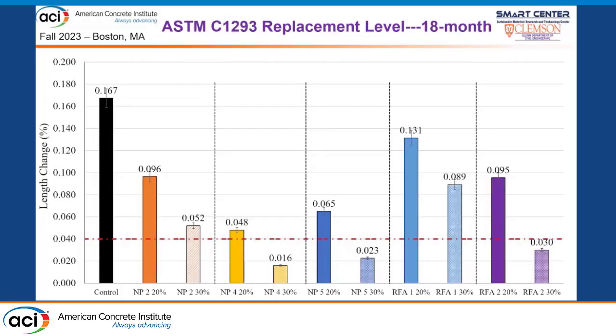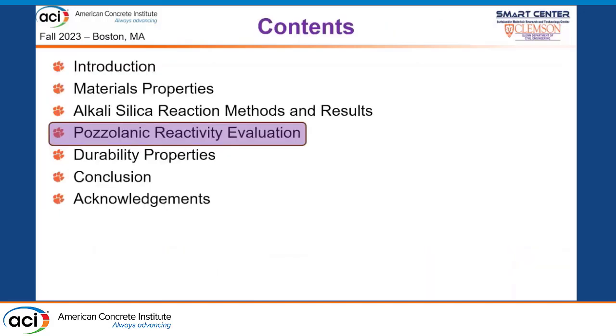We also did the same test in the 1293. Right now, the comparison has already lasted 18 months. The result has the same tendency as the previous MCPT: a high replacement level had relatively lower ASR expansion. Then we use different pozzolan reactivity evaluation methods to explain the result in the ASR.